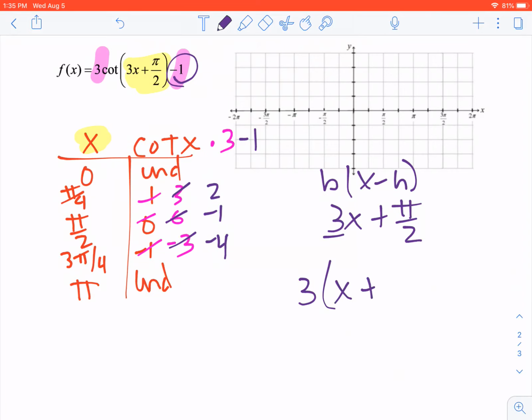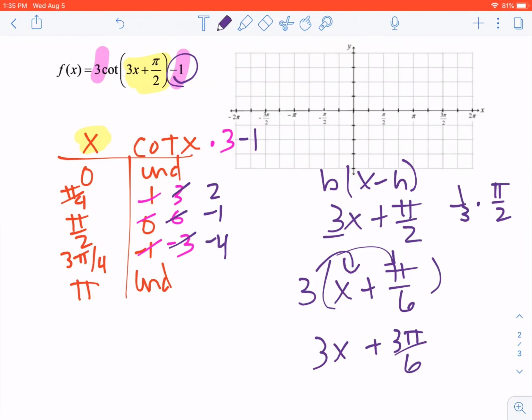Well, the easy way to think about this is, when you're factoring out a 3, you're asking yourself what times 3 gets you pi over 2. So what you really need is a third of pi over 2. So this is going to be pi over 6. And you can check your answer. 3 times x is 3x. 3 times pi over 6 gives me 3 pi over 6, which reduces to pi over 2.